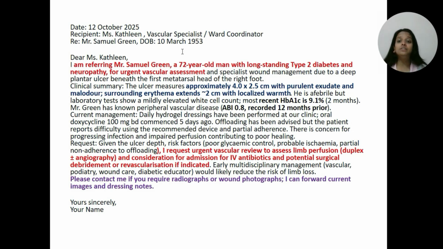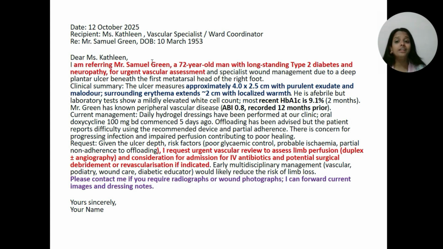And the request section explicitly states the action required, like vascular review to assess limb perfusion, and then consideration for admission for IV antibiotics and potential surgical debridement or revascularization. So, examiners look for a clear ask. This letter provides it.